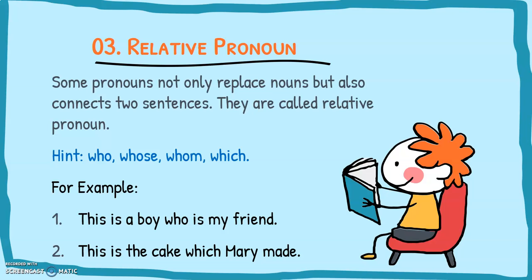Now, in this, you'll find the hint words come in between. That is who and which. So these words join the two sentences. The first sentence is this is a boy, is my friend. So these two sentences are joined by the word who. In the same way, next also, this is the cake is one sentence, Mary made is a second sentence, which is joined by which. So always keep one thing in mind, in relative pronoun, the hint words always come in between. They relate the two sentences, so they are called relative pronouns.